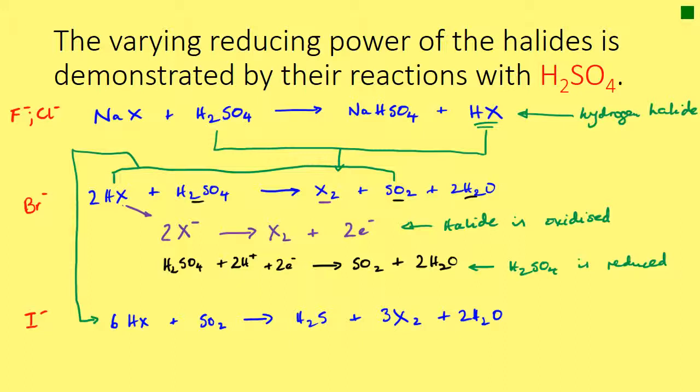So we've got our hydrogen halide, and it reacts with the sulfuric acid still in the reaction mixture, and that's going to make some halogen and sulfur dioxide and water, like that.